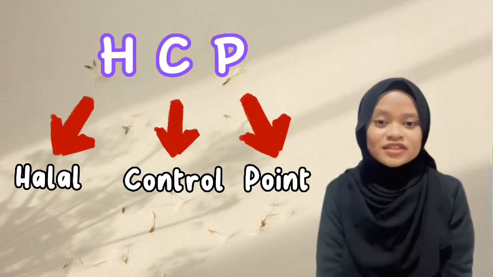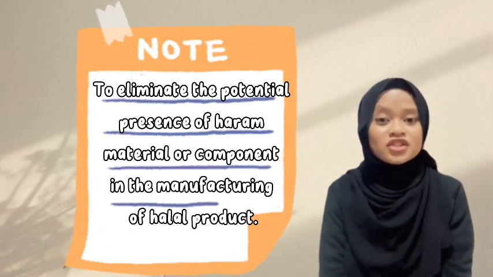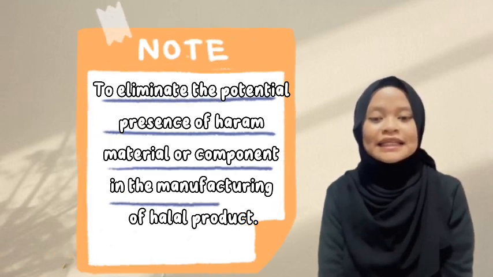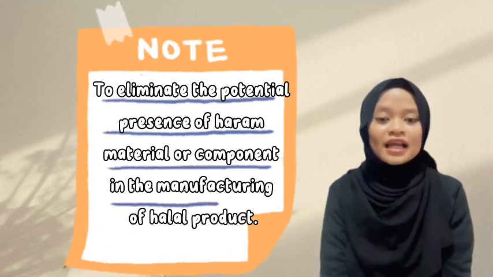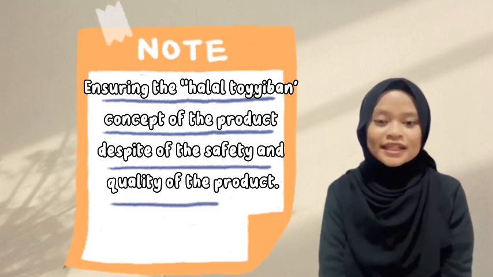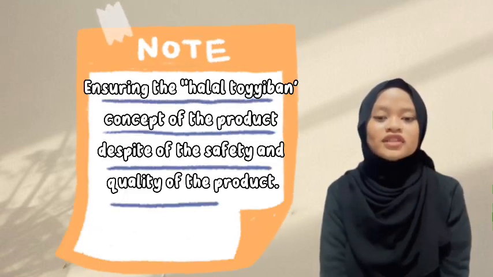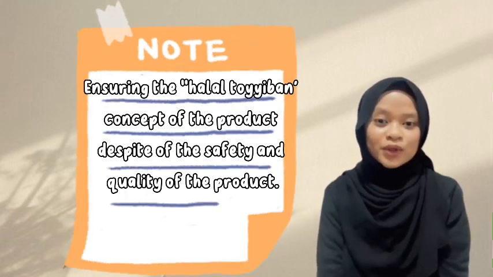First of all, what is HCP? HCP stands for Halal Control Point. The function of HCP is to eliminate the potential presence of haram material and component in the manufacturing of halal product and ensuring the halal toyiban concept of the product despite of the safety and quality of the product.